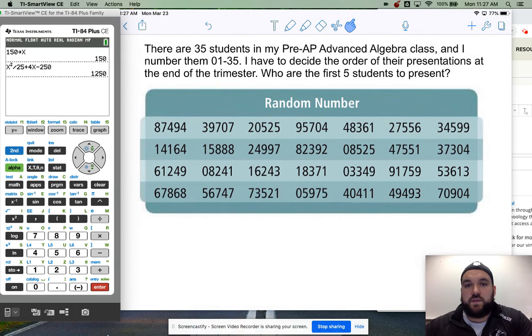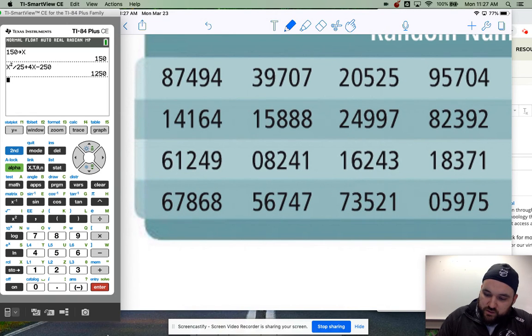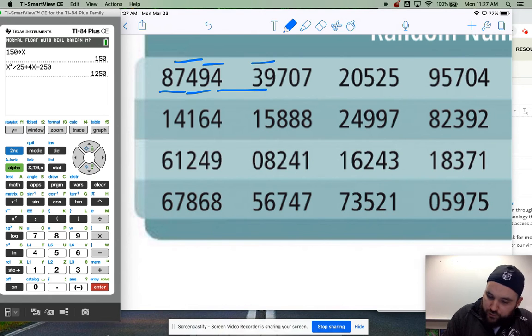If I use this in my pre-AP advanced algebra class, it looks something similar, right? 35 students, so I number them from 01 up to 35, and then I have to decide the order of their presentations at the end of the tri. Who are the first 5 students to present? So if I were to go through 87, 74, 49, 94, 43, 39, I'm just skipping over these until I get people that are on my class list.